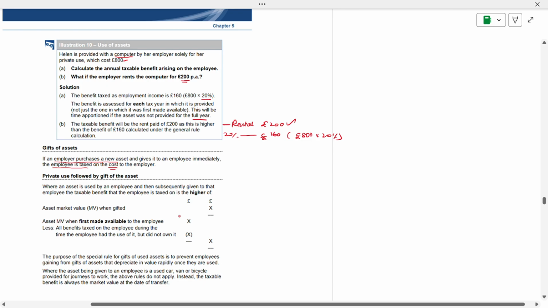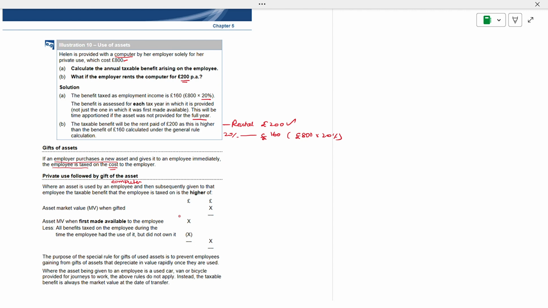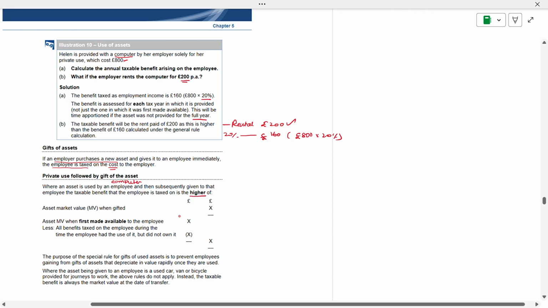What happens where an asset is used by an employee and subsequently given to that employee? Where an asset is used by the employee means you are buying a computer and giving it to the employee, and after that it is subsequently given to the employee. The taxable benefit that the employee is taxed on is the higher of the two.